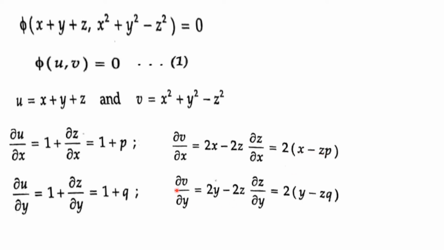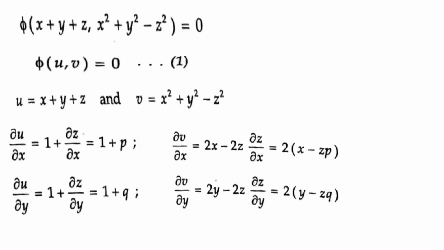Similarly, differentiate v with respect to y now. Differentiation of x square with respect to y is 0. Y square with respect to y is 2y. Z square with respect to y is minus 2z, and z with respect to y is dou z by dou y. So dou z by dou y is q. So take 2 as a common term. What will remain inside the bracket? That is 2 into y minus zq.